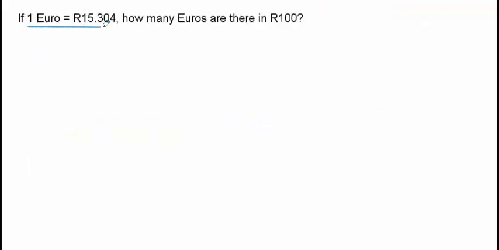If 1 euro is 15.304 rand, how many euros are there in 100 rand? The euro is the currency they use in Europe and it's denoted using this symbol. So if you look at this question, we have 100 rand, and that needs to be converted to a certain number of euros. Therefore, in the end, we are looking for a certain number that is equal to a certain number of euros. Which means this unit, this rand goes off and then in place of that we need this unit.